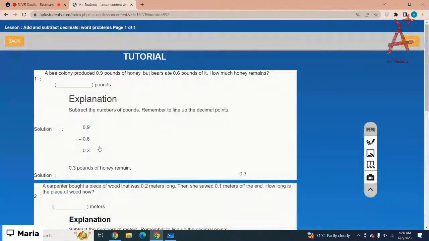Okay, you have to do the same thing now. You just have to understand the question. You have the word problems now. Let's just start with the first question. A bee colony produced 0.9 pounds of honey, but bears ate 0.6 pound of it. How much honey remains? Whenever you have to look for how much is left or how much remains, that means you have to subtract the given value. So just subtract 0.6 out of 0.9. That would be 0.3 pounds.